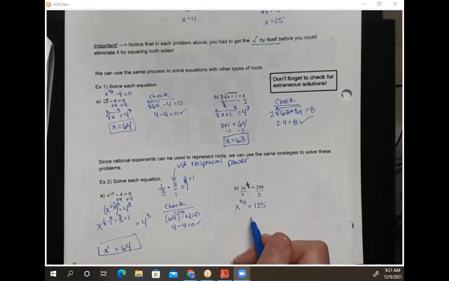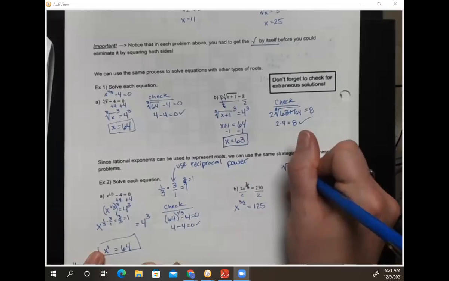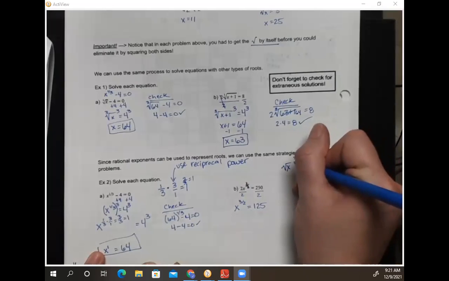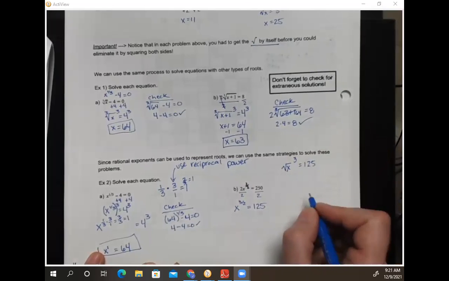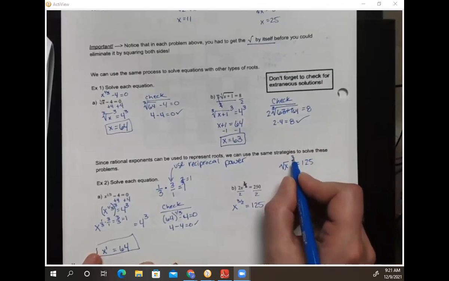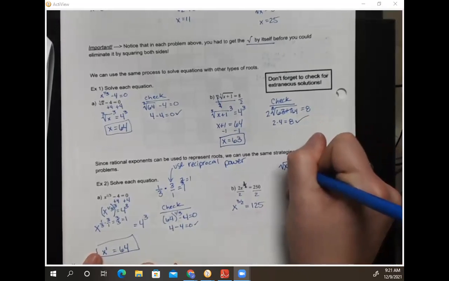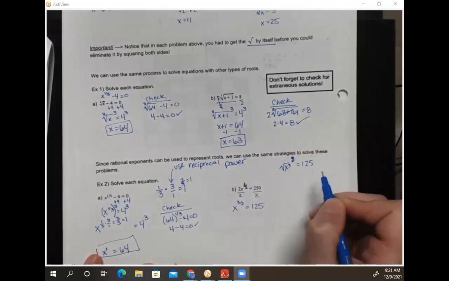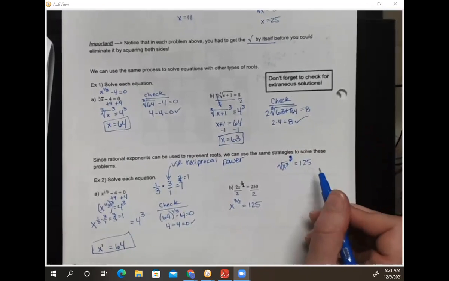And now, if you're a root person, you like the roots better, you could, if you wanted to, rewrite this as the square root of x to the 3rd power equals 125 and go from there. So you'd have to get rid of the cube and then get rid of the square. Or if you wanted, you could put the cube underneath. So you get rid of the square root and then get rid of the cube. That's fine. You can solve from this.